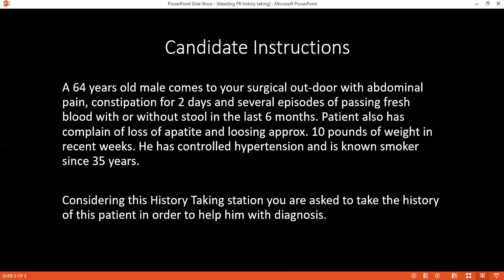My differential diagnosis is malignancies, colon cancer or rectal cancer, and he also may be a case of diverticulosis, and there is maybe some infective diarrhea and amoebiasis. What are the most important investigations that you'll ask for this patient? The most important investigation is colonoscopy.